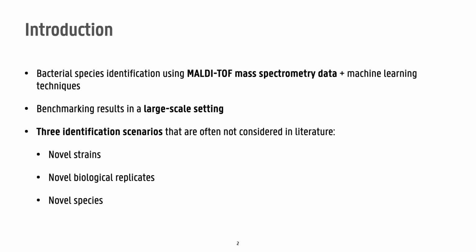In our work, we addressed the problem of bacterial species identification using MALDI-TOF mass spectrometry data and machine learning techniques. In contrast to earlier work, where traditional machine learning methods are applied on small data sets containing a limited number of species, we present benchmarking results on an unprecedented scale using data sets that contain almost 100,000 spectra and more than 1,000 different species. We compare three identification scenarios that are often not considered in literature, that is, identification of novel strains, novel biological replicates, and novel species that are not present in the training data.